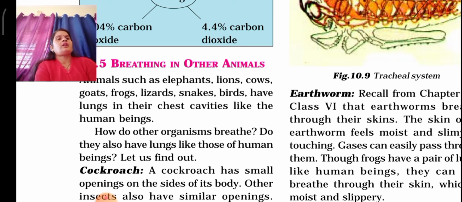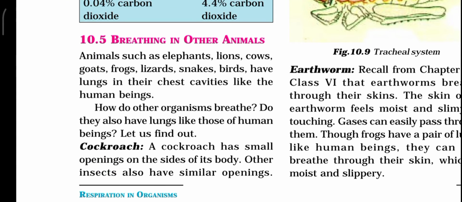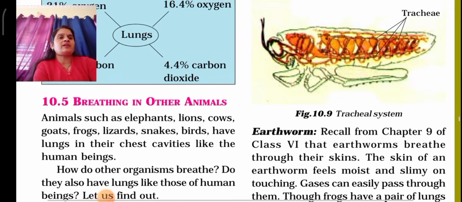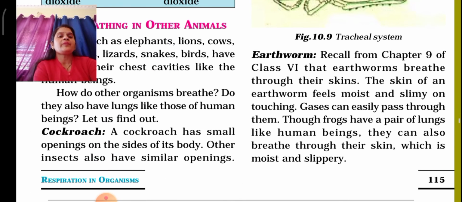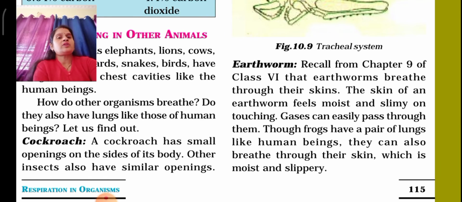Now we learn the breathing process in animals other than humans. So here we are going to discuss first the cockroach. In the cockroach, what happens? Its body has small openings on the side of its body. Let's have a cockroach diagram. Here on the side, small tiny pores are present. Through these tiny pores only, the cockroach inhales air, which contains 21% of oxygen.